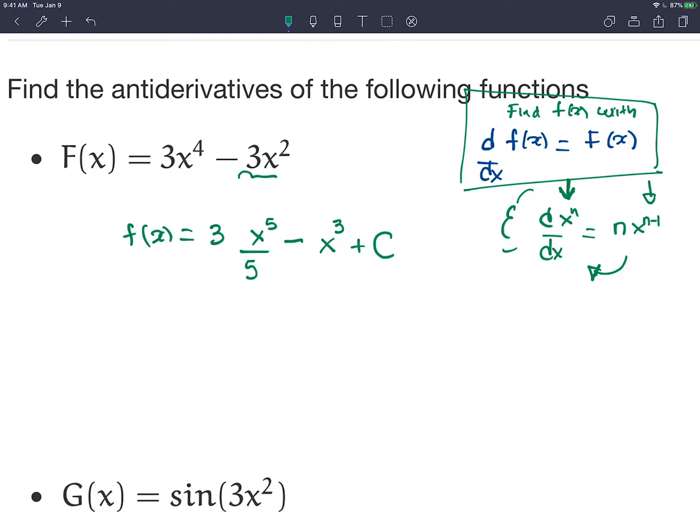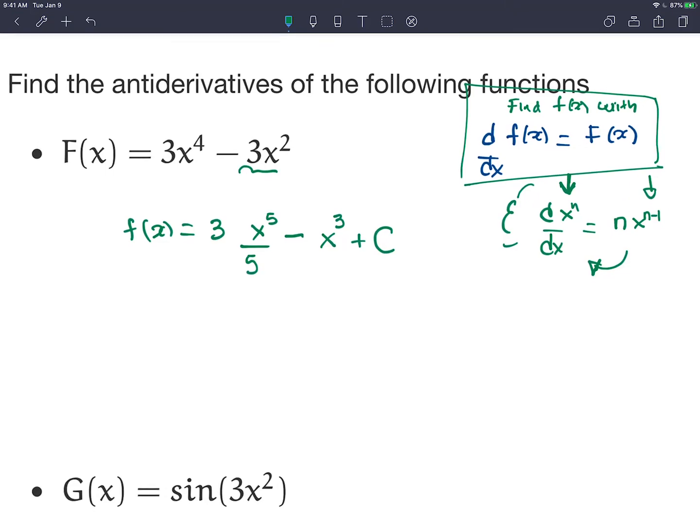So this would be my answer. You write it: a general antiderivative would be 3x to the 5th divided by 5 minus x cubed plus a constant, because if I add any constant here, once I take the derivative, it would disappear, and I will not have it in my derivative.